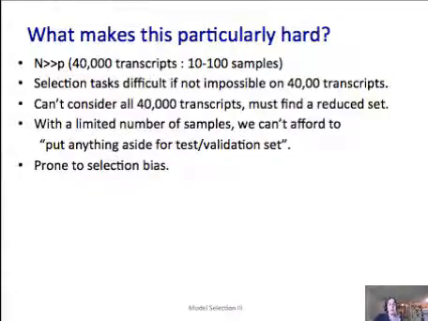Okay. So let's talk about what makes this problem particularly hard. First of all, you have the severely underdetermined problem as we discussed. Selection tasks are difficult, if not impossible, on 40,000 transcripts. You just can't consider all of them. We have to do feature selection. And with a limited number of samples, we can't really afford to set anything aside for a test and validation set, so that's why we want to use these resampling methods. In general, these techniques are prone to selection bias.